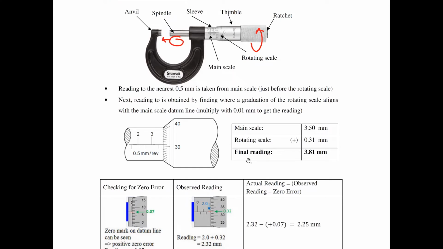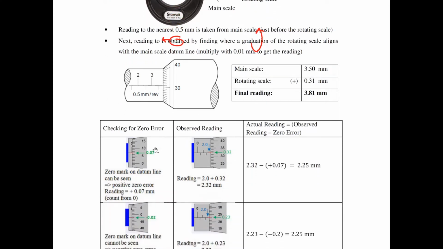When it's fully closed, you expect to see 0 here. But right now, when it's fully closed, you're not getting a purely 0 value. If it is really 0, you expect to see this. I don't know whether I can draw it nicely. You will expect to see the 0 on your main scale here, and then your rotating scale, you will expect to see 0 here also. The 0 here and 0 here are perfectly aligned.